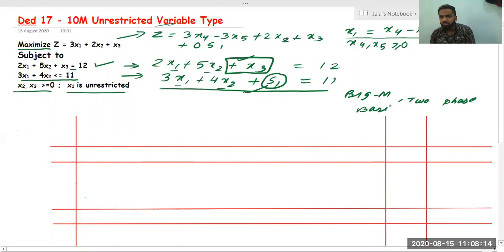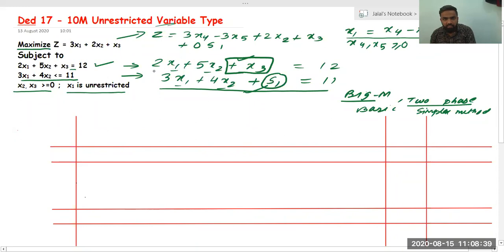So which method will be suitable? We know that Big M and two-phase are only possible when there is an artificial variable. Now in this case, there is no need of an artificial variable. So we have to solve this question by basic simplex method. That will be the most preferred method. I hope everyone is getting it. So we have written 3x4 minus 3x5 plus 2x2 plus x3, plus 0s1.